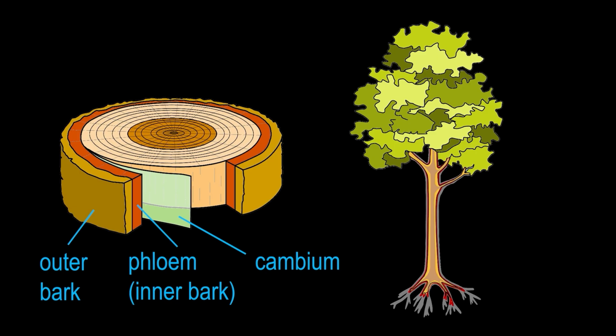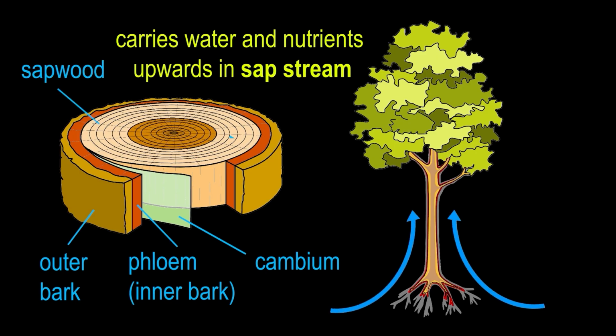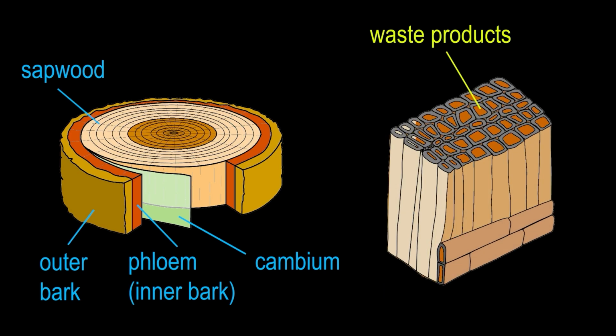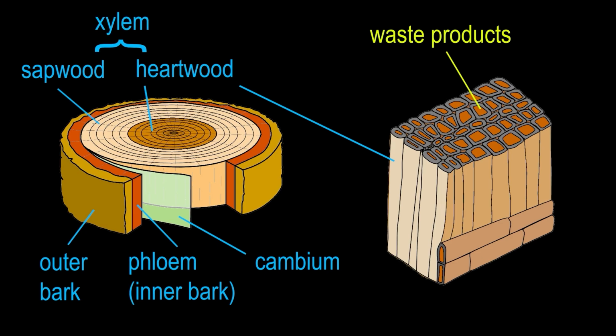The outer layer of wood fibers is called sapwood, because it carries water and nutrients upwards from the roots in the sap stream. As the tree continues to grow, various waste products are deposited in the inner layers of sapwood, causing the cells to block up and die. These cells are called heartwood and are generally darker in colour than the sapwood. The sapwood and heartwood together are known as xylem tissue.